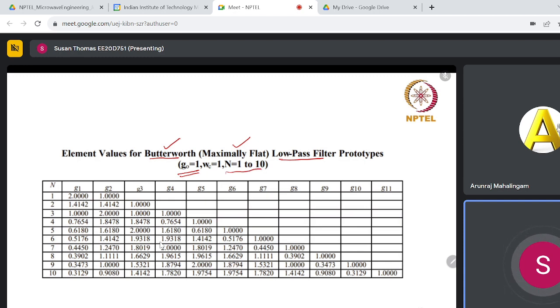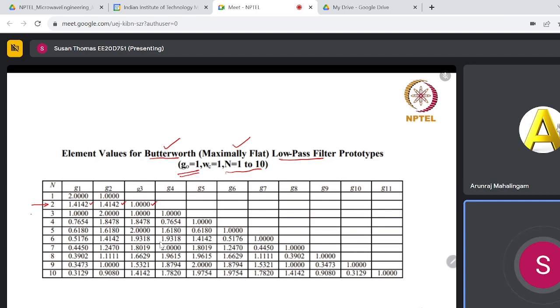So in examination or assignment questions, you are supposed to look into the table based on the order of the filter. You have to choose G1, G2, G3, etc. Okay, so suppose if I am saying that the order of the filter is 2, then I have to take G1, G2 and G3. So I have these values from this table. So in examination, this table would be given so that you extract the values, or directly the value of G1, G2 will be given to you.